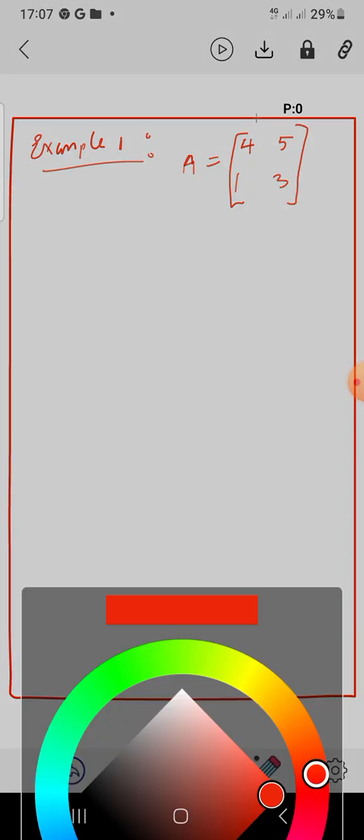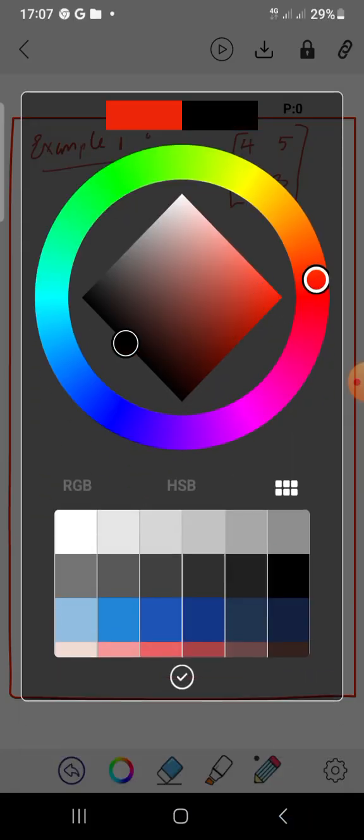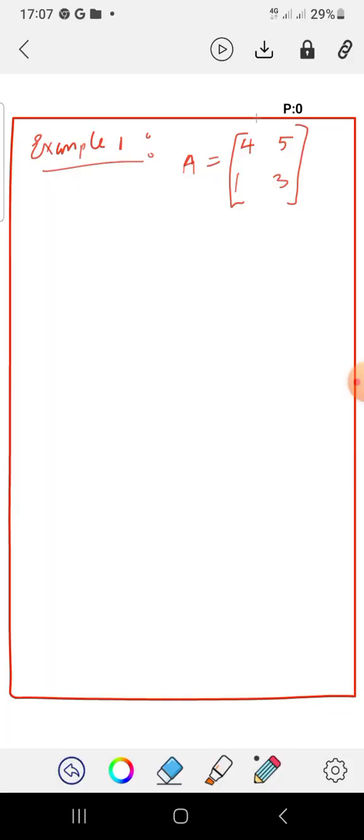Let me change the color to black. Sorry. I think it was red before, so let me pick black. Okay, sorry about that. So, let's see.